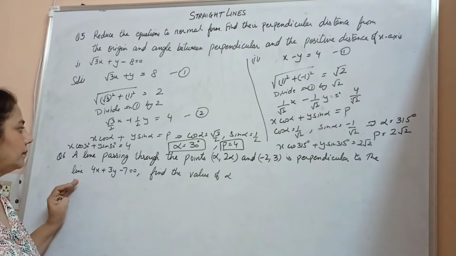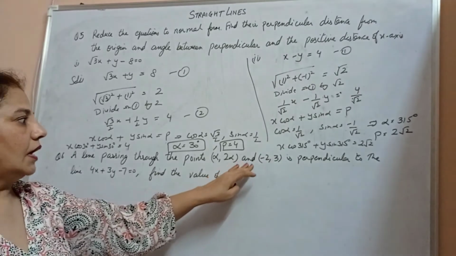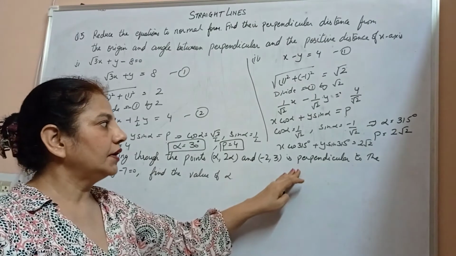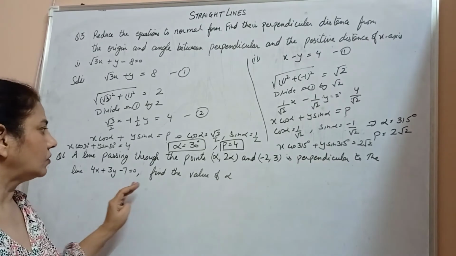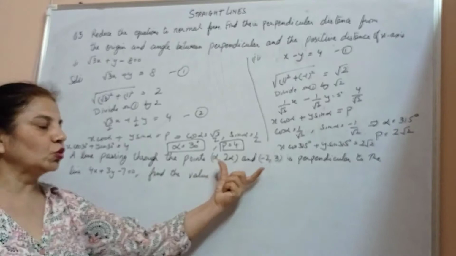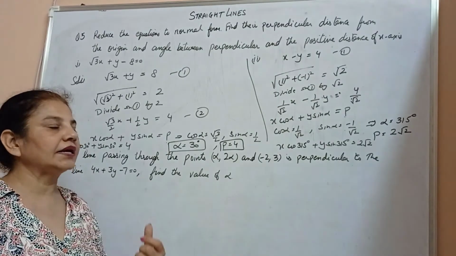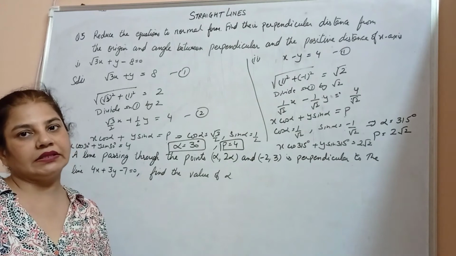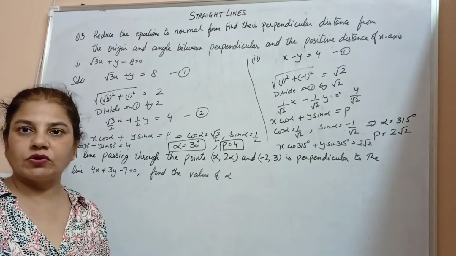Also, a line passes through the point (alpha, 2 alpha) and (-2, 3) and is perpendicular to the line 4x plus 3y minus 7 equal to 0. Find the value of alpha. Since the line passes through the 2 points and is perpendicular to the line L, we know that if two lines are perpendicular, then the product of their slopes is equal to minus 1.